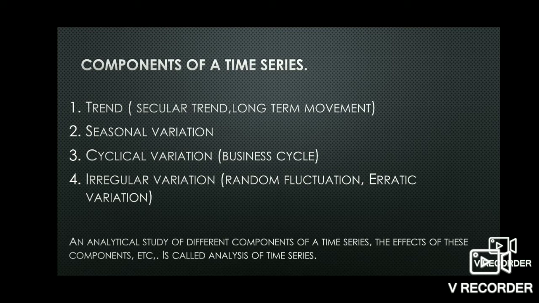So let us study the components of time series. There are 4 components. The first one is trend, also called secular trend or long term movement. The second component is seasonal variation. The third component is cyclical variation or business cycle, and the fourth component is irregular variation, or random fluctuation, or erratic variation. An analytical study of the different components of a time series and the effects of these components is called analysis of time series.